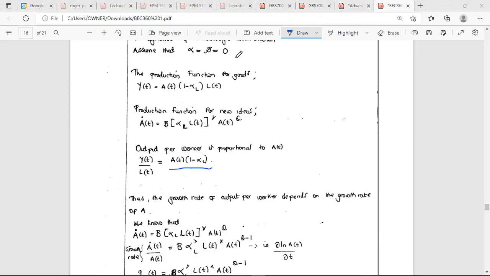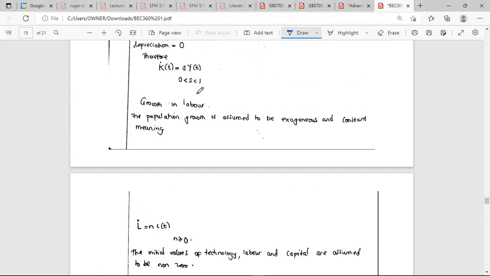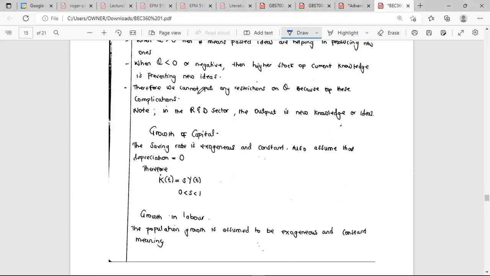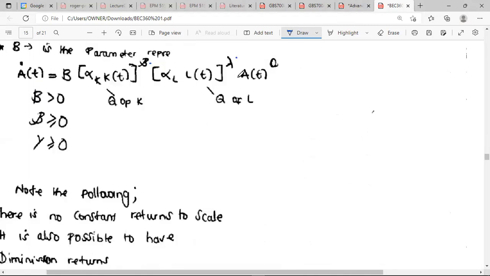It's for knowledge. Yes, it's for knowledge. Thank you so much. This is the growth of output coming from knowledge. At this point, we are assuming there is no capital. So in other words, alpha equals beta equals 0. So it reduces now to only this, because everywhere where we put lambda, alpha and beta, it's been taken to 0.